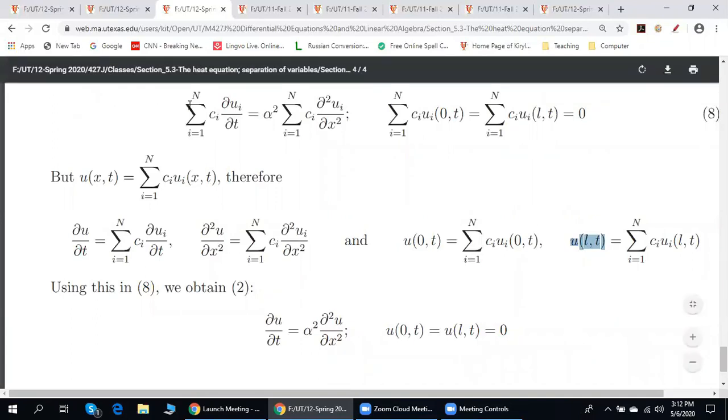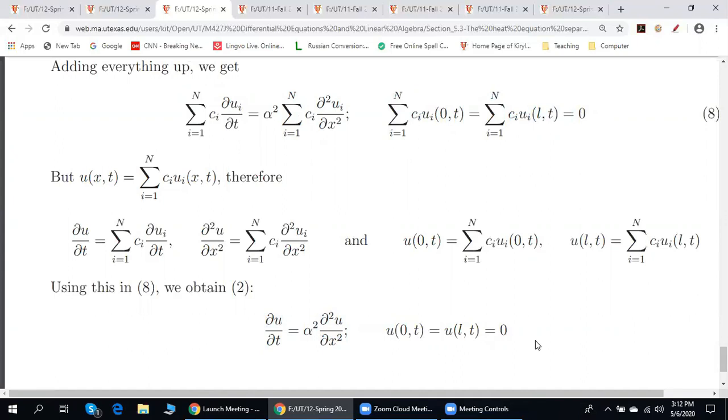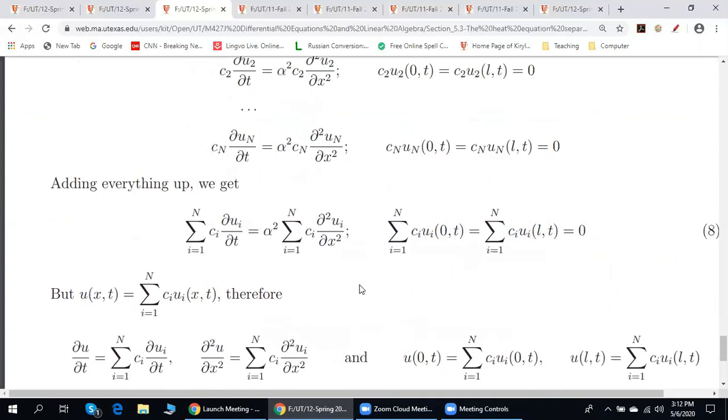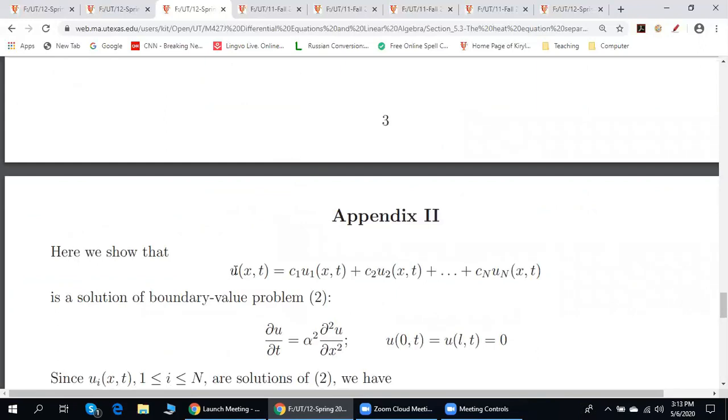In total, a left-hand side, which is this, is equal to a right-hand side, which is this, and this, which is u of 0t, is equal to this, which is u of lt, is equal to 0. What is written here means not only u1, u2, and so on, un, but also this u is a solution of our boundary value problem.